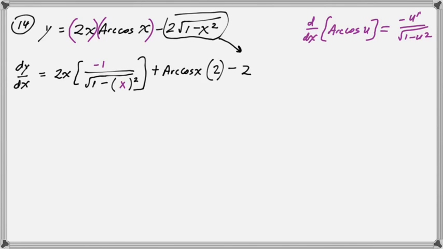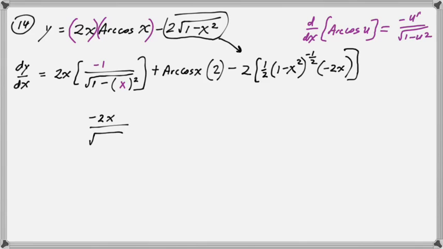I'm going to keep the 2 out as a constant factor. Its square root is a 1/2 power. So power times base to the 1 less power times the derivative of the base, which I think is 0 minus 2x. So I have negative 2x over radical 1 minus x squared plus 2 arc cosine of x.